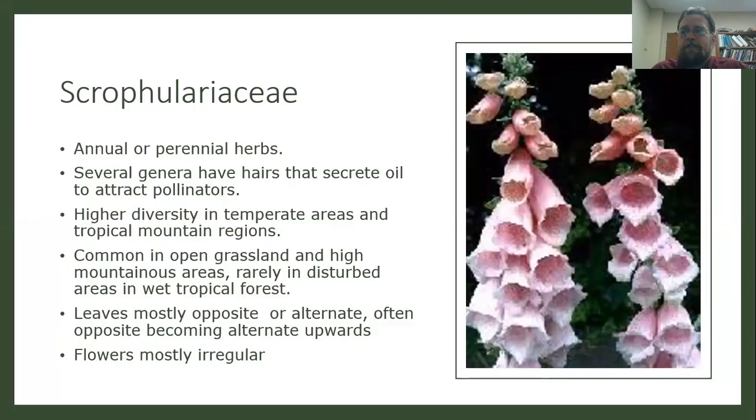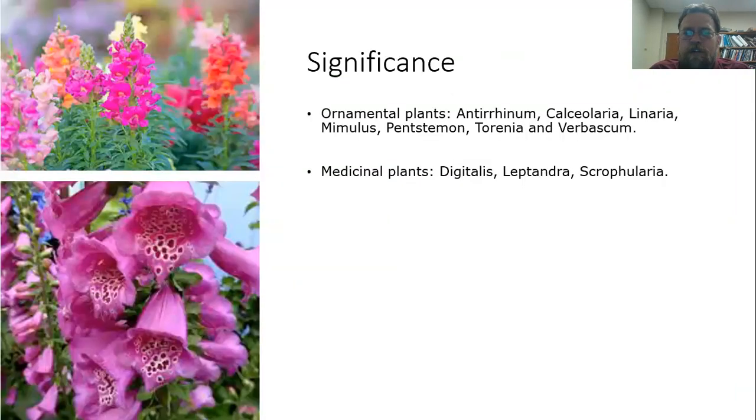One group that I am very fond of are the Scrophulariaceae, which I'm just going to call the Snapdragon family because pronouncing that even for me can tie up my tongue just a little bit. A lot of these are annual or perennial herbs. A lot of them have hairs that will actually secrete oils to attract pollinators to them. A lot of diversity in temperate areas, really common in open grasslands or high mountain areas. And they have some really interesting flower shapes.